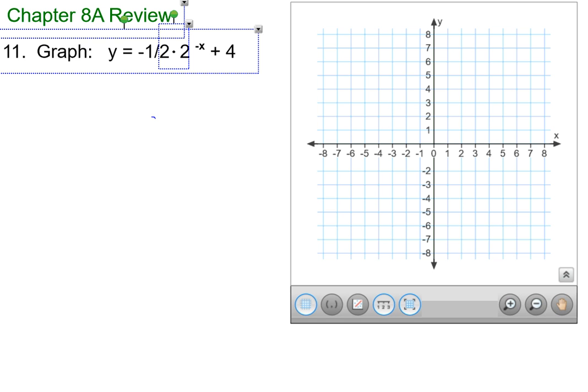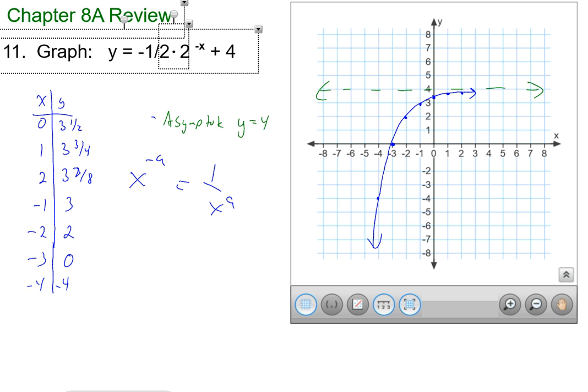All right, I'm going to pause. Go ahead and start what you would do to graph it. I can't help you. All right. So 0, 3 1/2, 1, 3 3/4, 2, 3 7/8. -1 is 3, -2 is 2, -3 is 0, and -4 is -4, and gives you that curve.